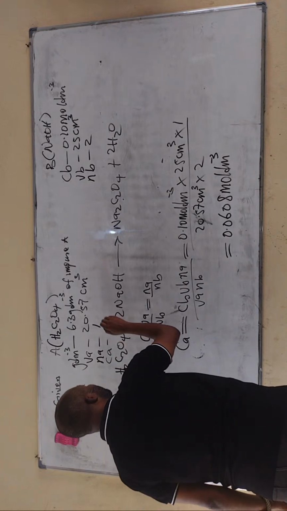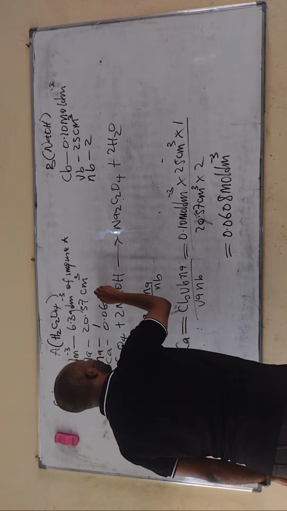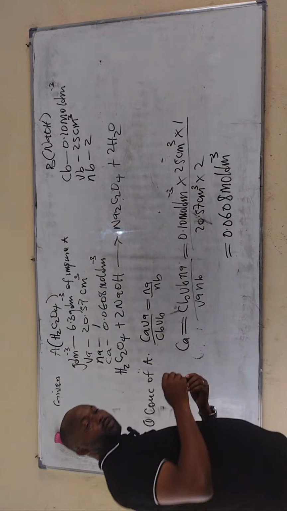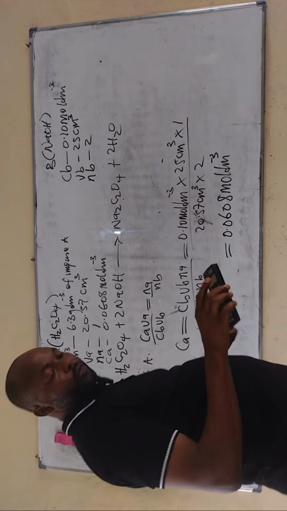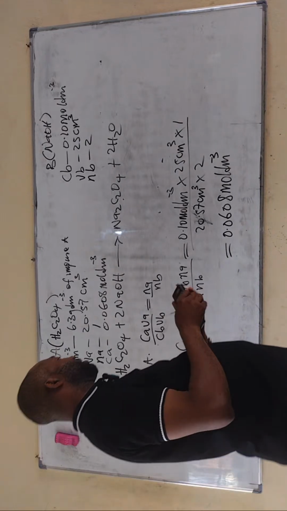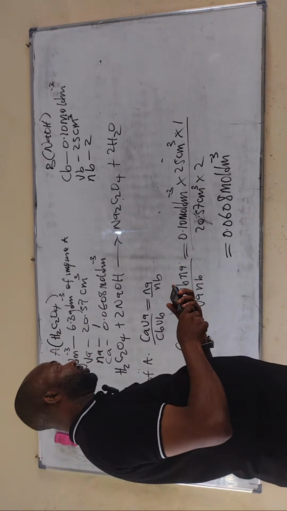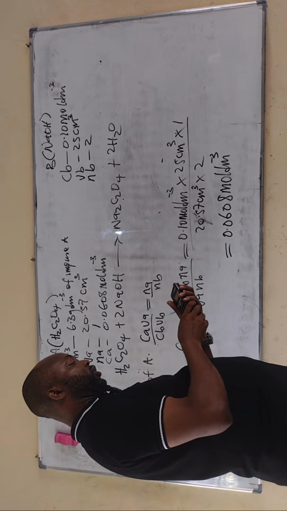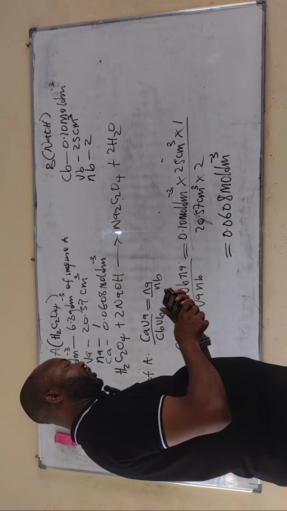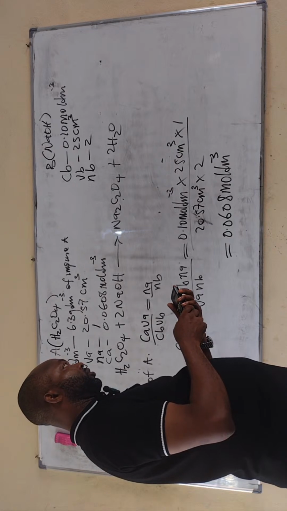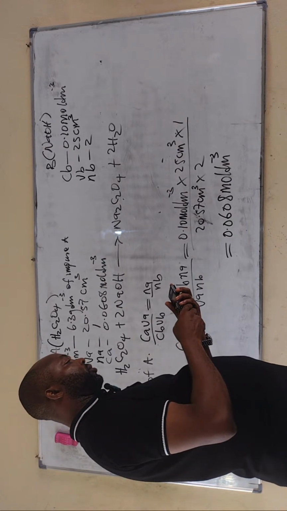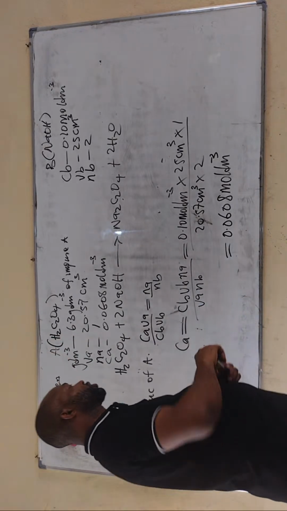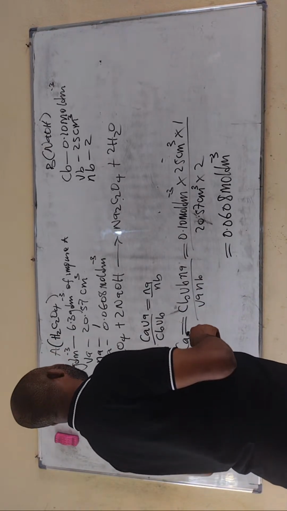That says 0.0608 mole per dm cube. All right, let me confirm that to be certain. 0.1 times 25 divided by 20.57 divided by 2 is 0.0608. Okay. If that is correct, like we have it right, we have to proceed.